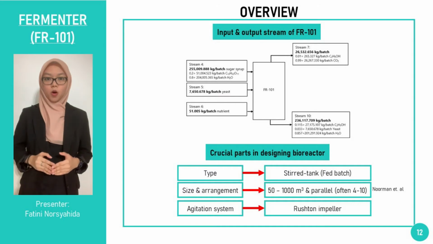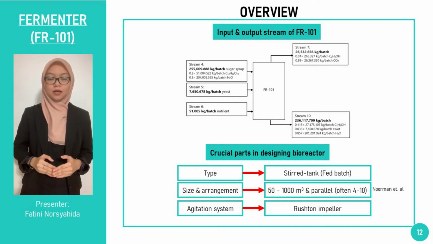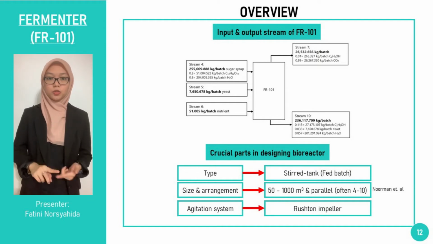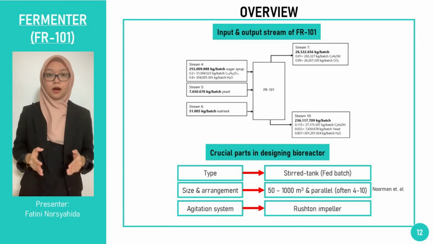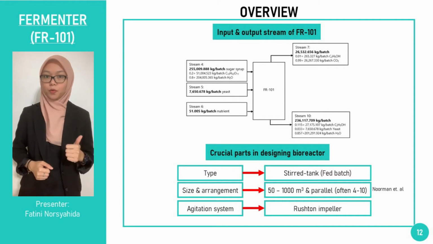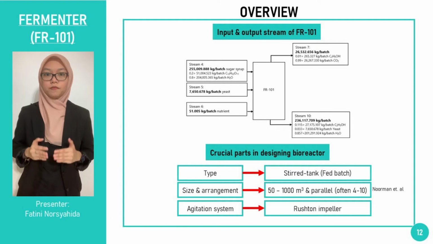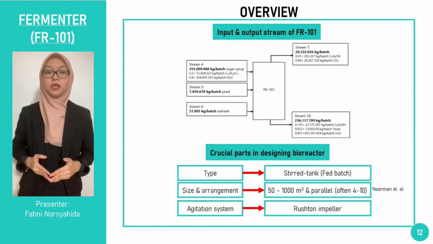The overview of FR101. The inlet consists of sugar syrup, yeast, and also nutrient which is being fed intermittently into the reactor as I mentioned before, whereas the outlet consists of carbon dioxide, dead yeast, and also ethanol. There are many crucial parts in designing a bioreactor. Number 1, the type. For FR101, a fed batch stirred tank is being used.